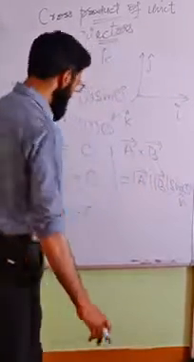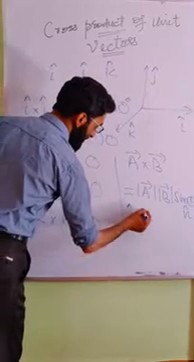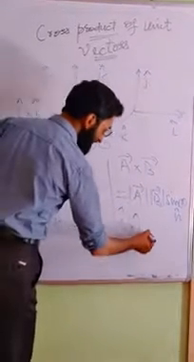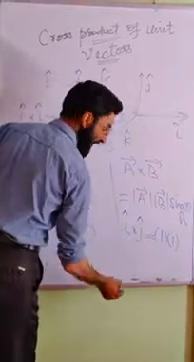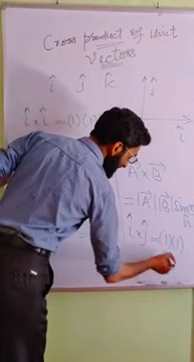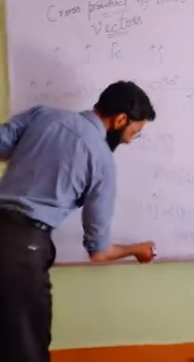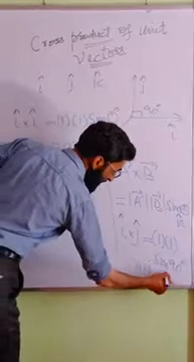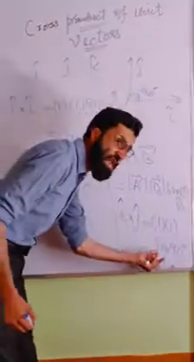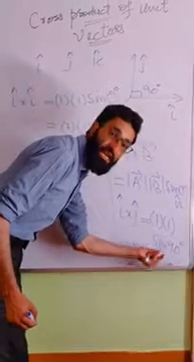Similarly, when we take i cap cross j cap, what will we write? We will write the magnitude of i, that is 1, the magnitude of j, that is 1, and the sine of the angle between these two vectors. The angle between i and j will be 90 degree. So we will write sine 90 degree. It comes out to be 1 into 1, that is 1. Sine 90 is also 1. It comes out to be 1. But it will not be a number 1. It will be vector 1. That means it will be again a unit vector.